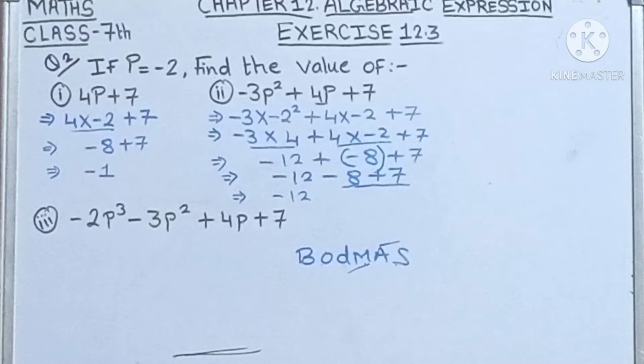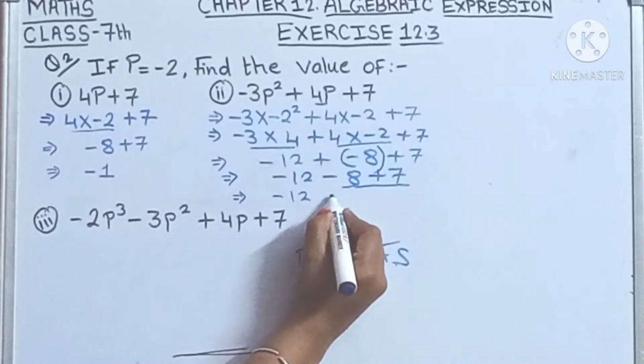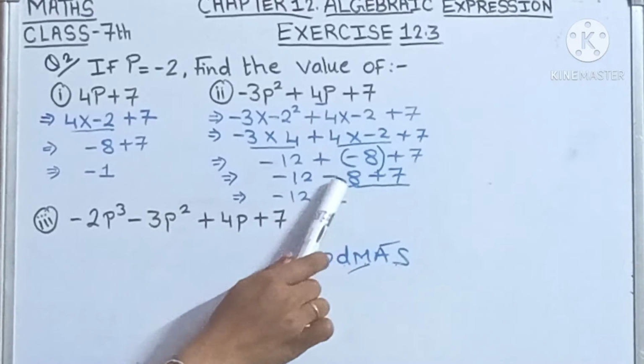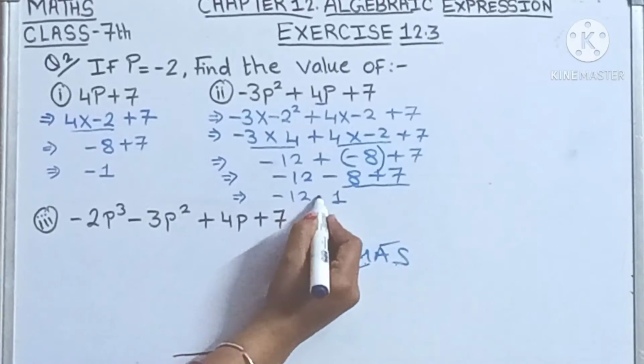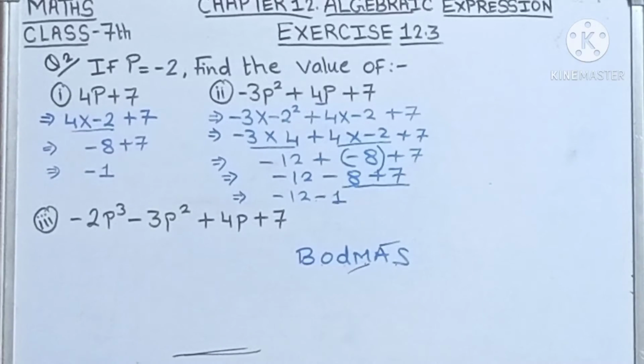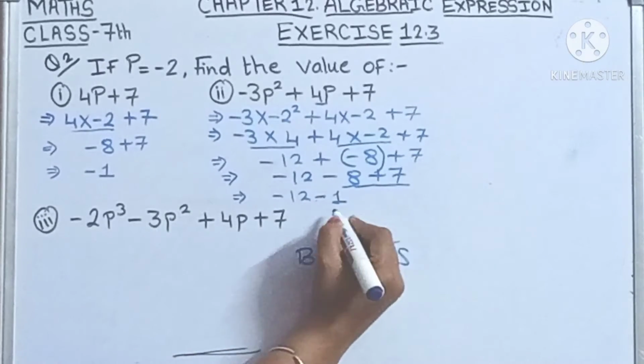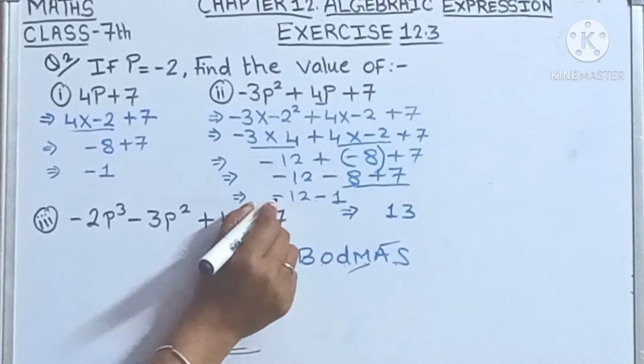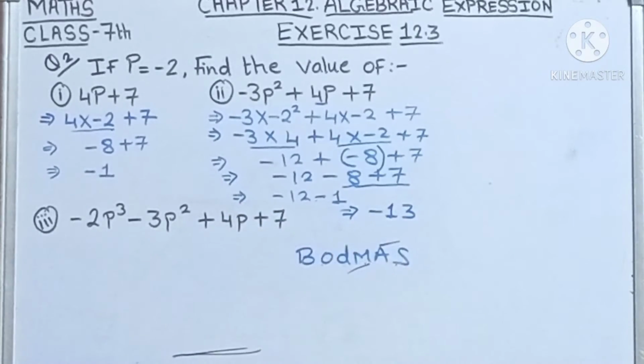Plus minus minus, 8 minus 7 will be 1, and what will be the sign in between? Which sign has the greater number? Greater number has the minus sign, so it will be minus 12 and minus 1. Now again we have to solve this. Two signs are given, minus and minus. Minus and minus will be plus. So 12 plus 1 will be 13, and the greater number has the minus sign, that is 12 has the minus sign, so it will be minus 13. So minus 13 is the answer for the second one.